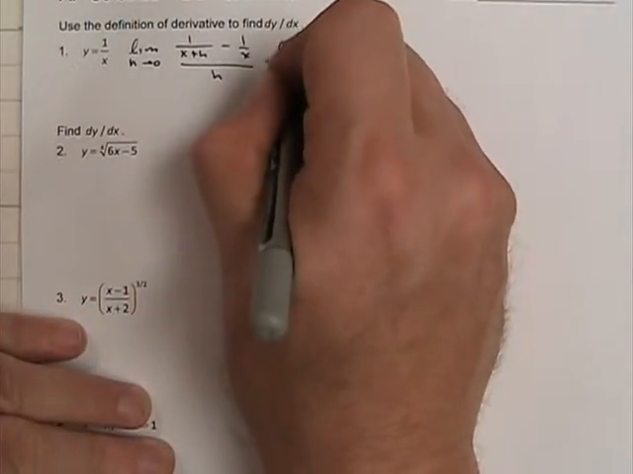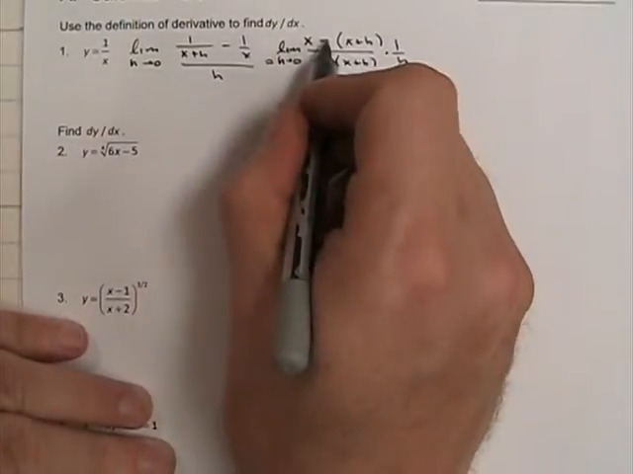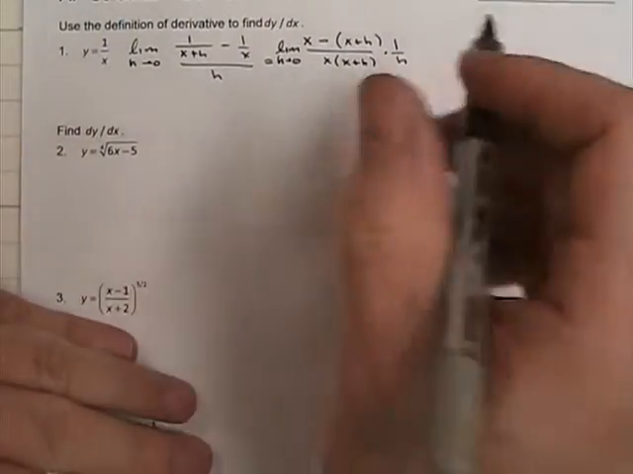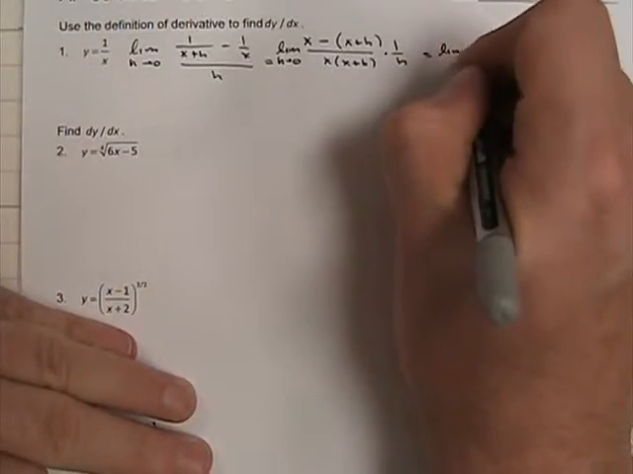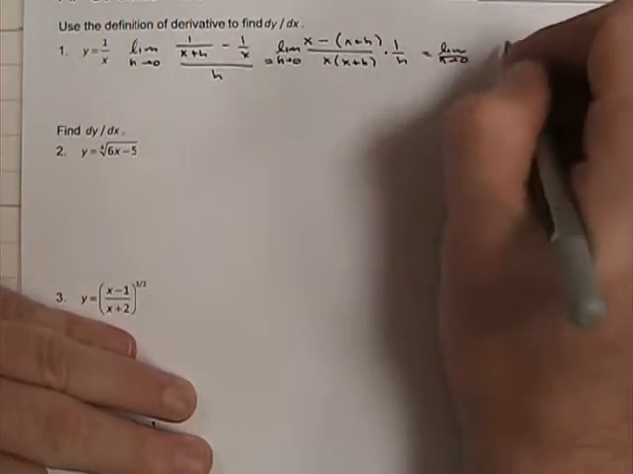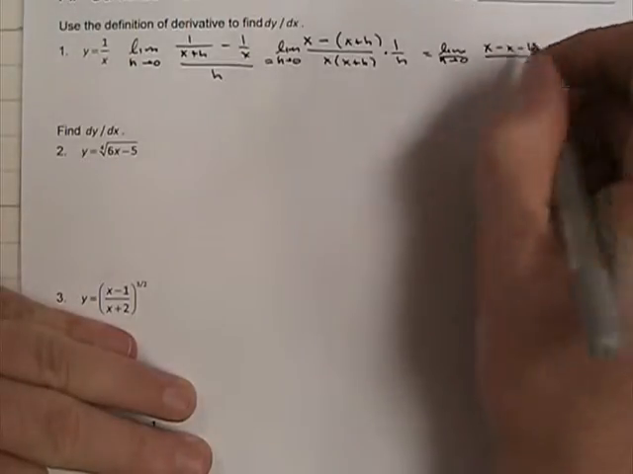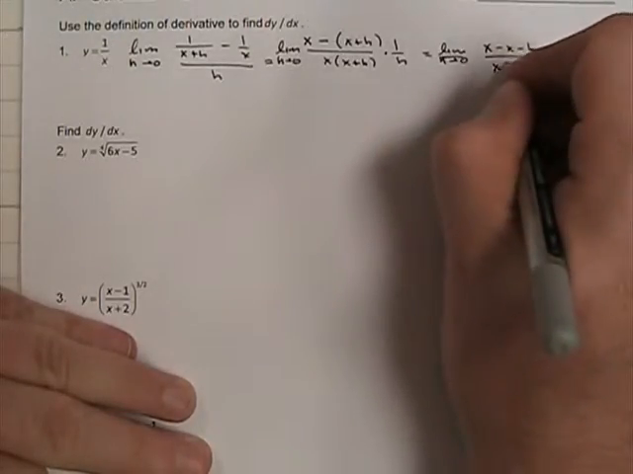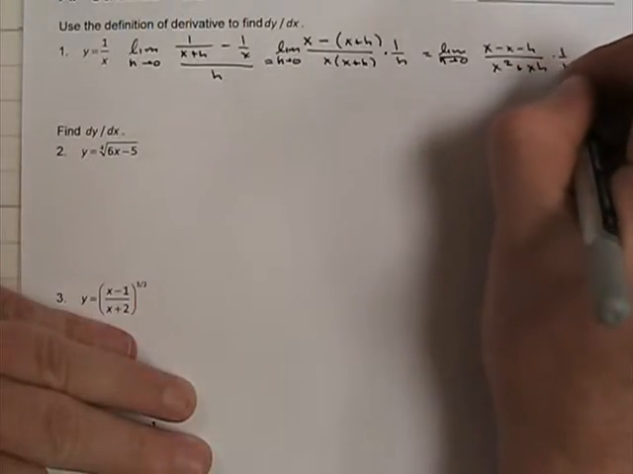Don't forget it's still a limit as h approaches 0. Most people forgot these parentheses, which means you didn't distribute the negative sign, which messed up your limit. Alright, so now we just have to simplify. As h goes to 0, we get x minus x squared plus xh, times 1 over h.